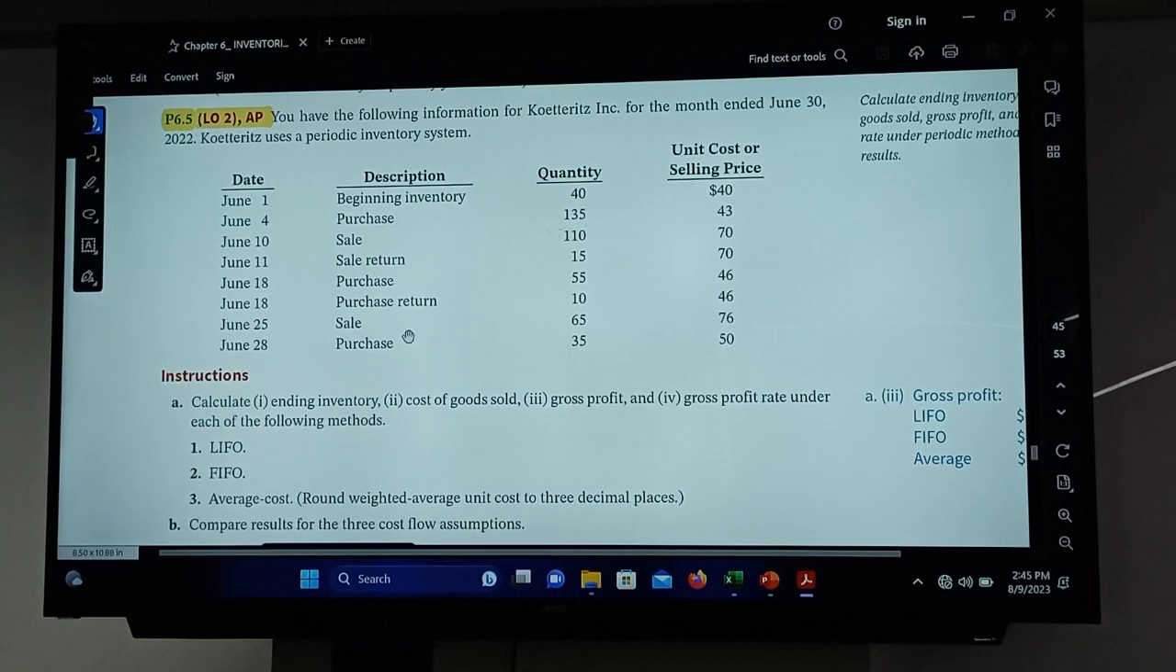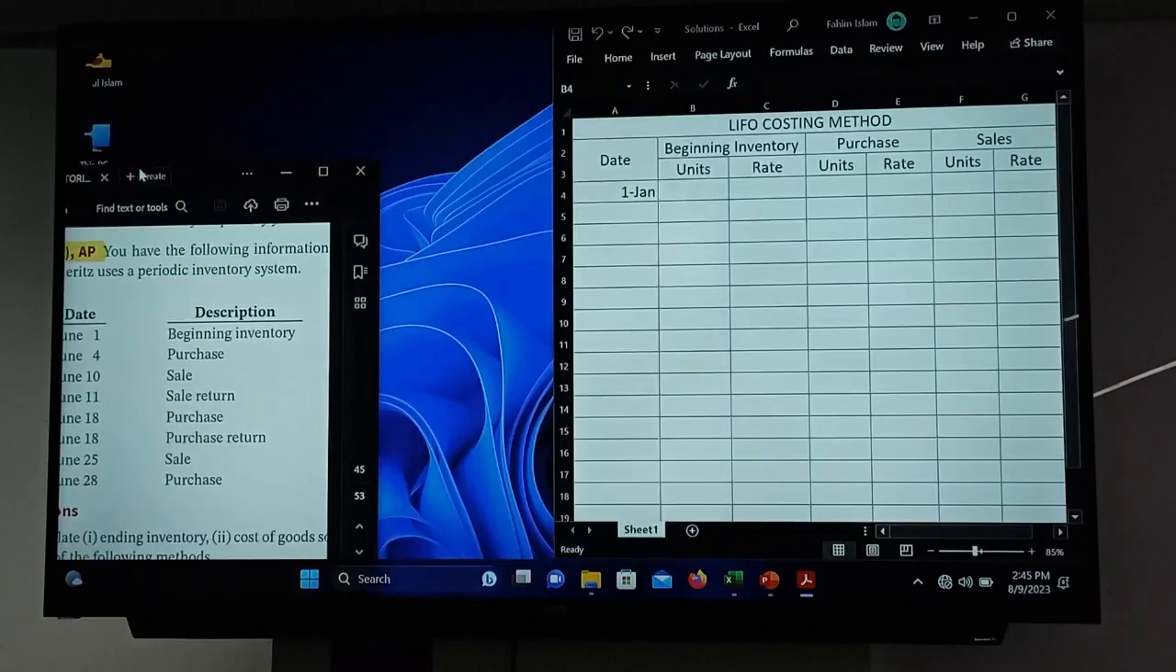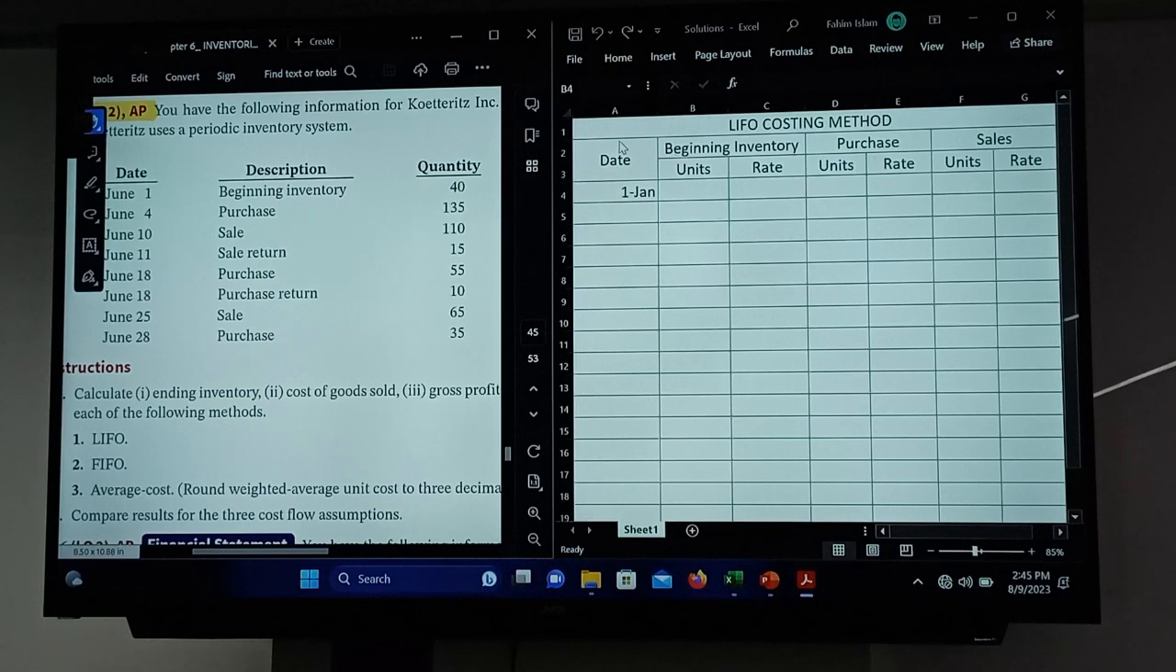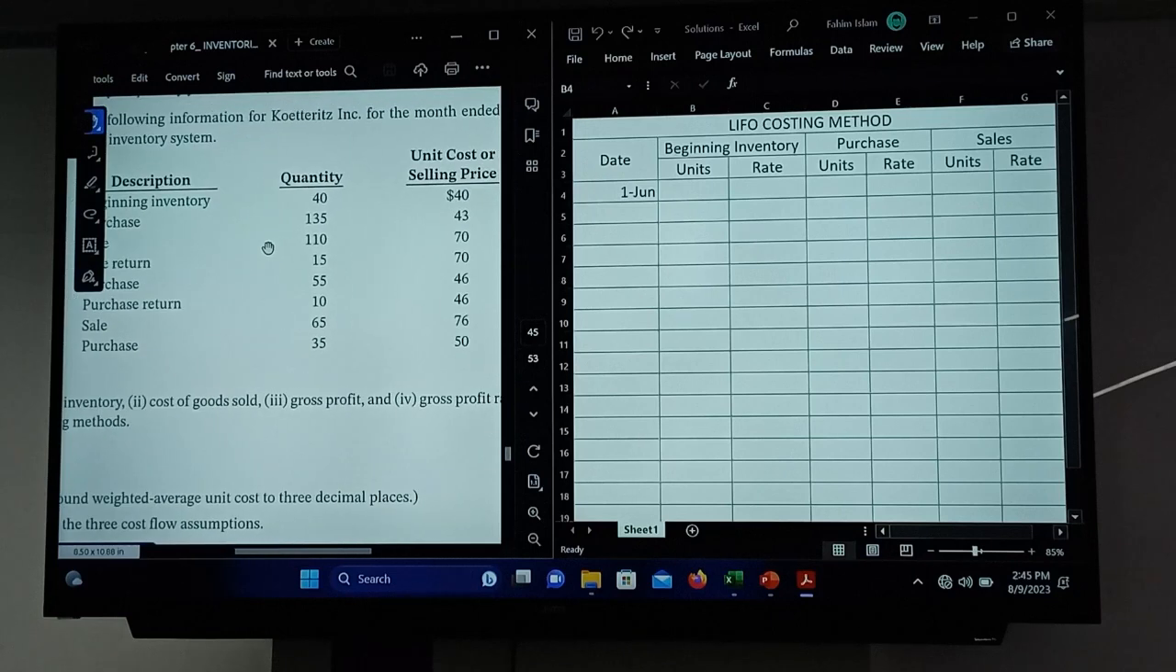Problem 6.5. We will be determining the ending inventory, the cost of goods sold, and the gross profit in the LIFO and FIFO methods. The first one is June 1. The date should be written first. The beginning inventory quantity is 40 and the rate is 40. Let's write that, and we'll calculate the total amount at the very end.